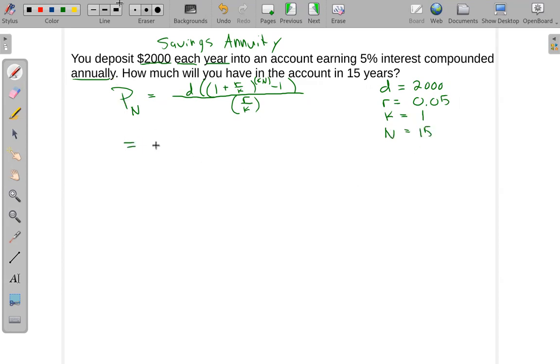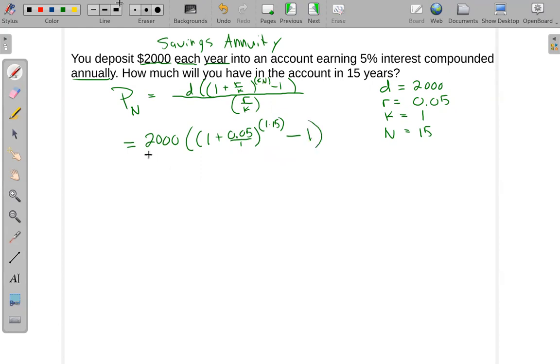So our future value for this annuity would be $2,000 times parentheses, 1 plus our 5%, 5/100ths over 1. You could ditch the divide by 1. Dividing by 1 doesn't change much at all. And then we have our power, which is 1 times 15, which would simply be just 15. Minus 1 here is very important.